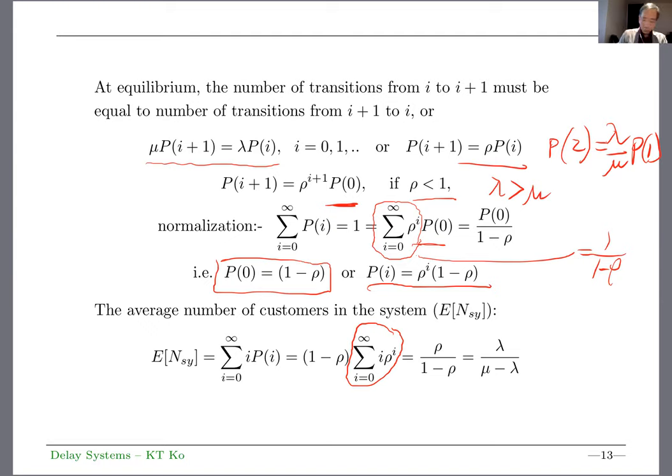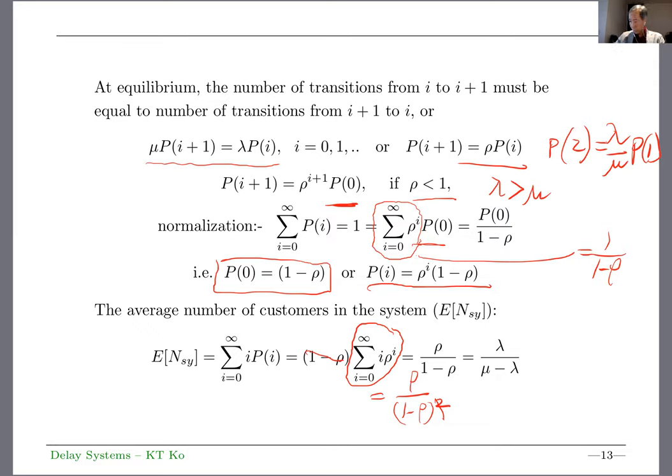And it turned out this one is equal to rho over one minus rho squared. Okay. And then that cancels out, and then you have this equation, rho over one minus rho. So once we know the specification of PI, we can calculate NSYS.